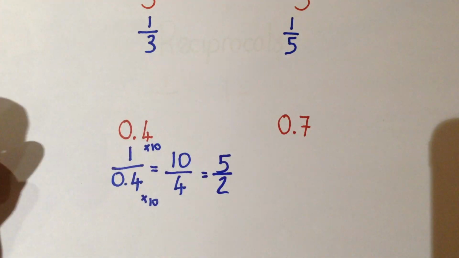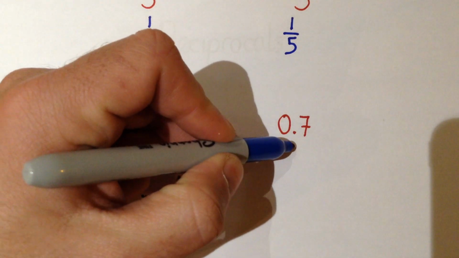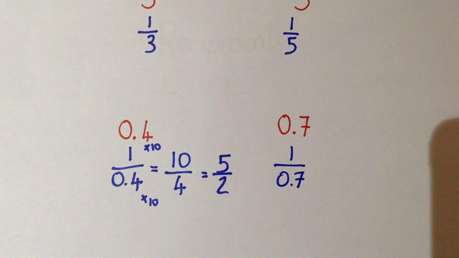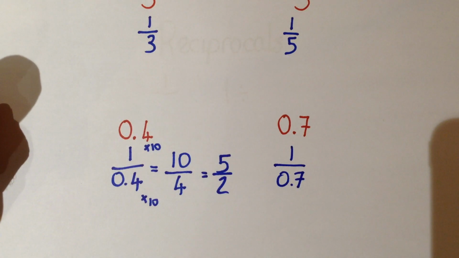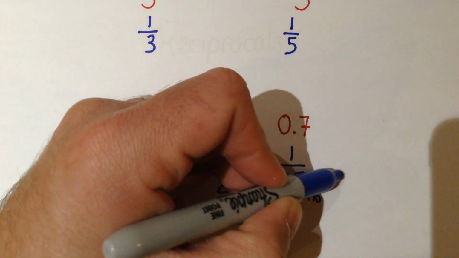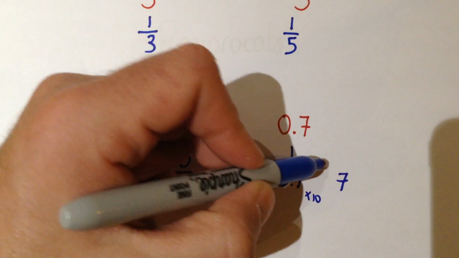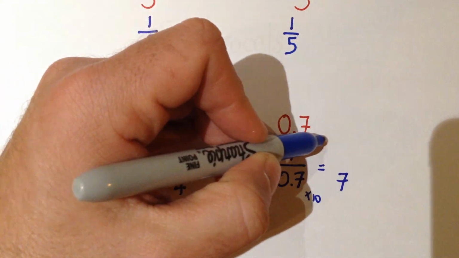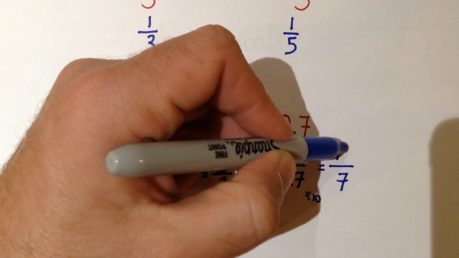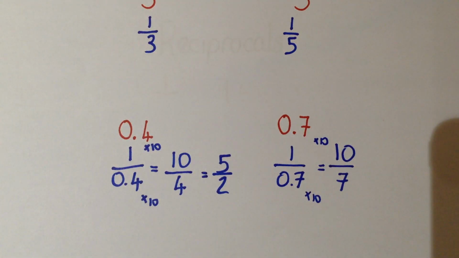The same applies to 0.7. We start off by doing 1 over 0.7. We don't like having a decimal inside a fraction, so we times the bottom number by 10 to give us 7. But to keep the fraction equivalent, we do the same to the top, so 1 times 10 gives us 10. Now 10 over 7 doesn't simplify, so we'd leave it like that.